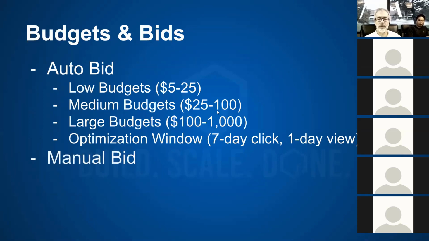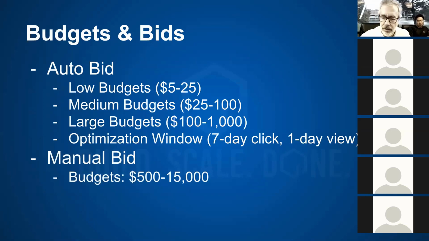And then for manual bid, if you want to get into manual bid, I typically use larger budgets, 500 to 15,000. That's just to say that the sky's the limit. If you have something that's working with really, really large audiences and that you can scale very quickly, then you can sometimes go all out like this and put really high budgets on there.